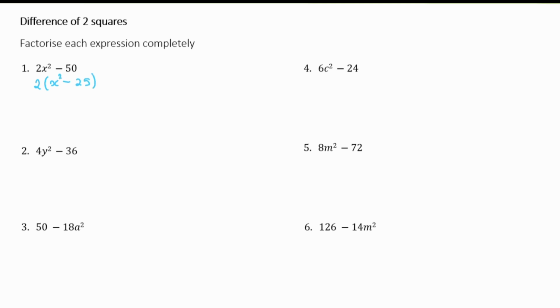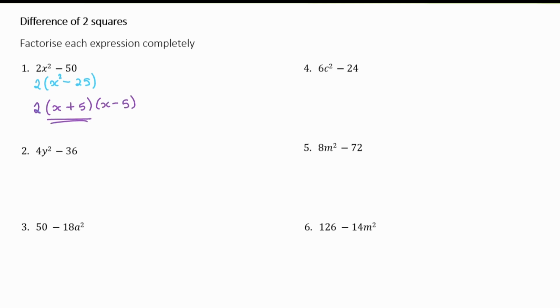So now we can see inside the bracket, we have a difference of 2 squares. So we are going to keep the 2 outside the bracket, and the square root of 25 is 5. So we will put the first bracket as x plus 5, and the second bracket is x minus 5.